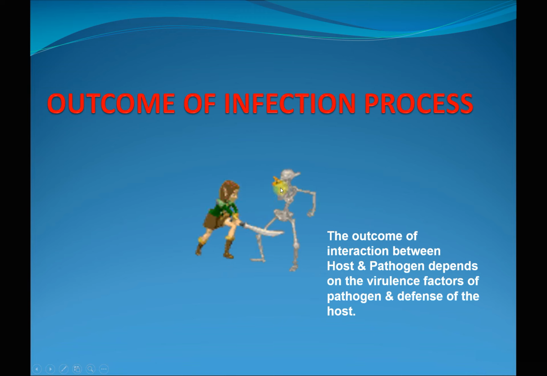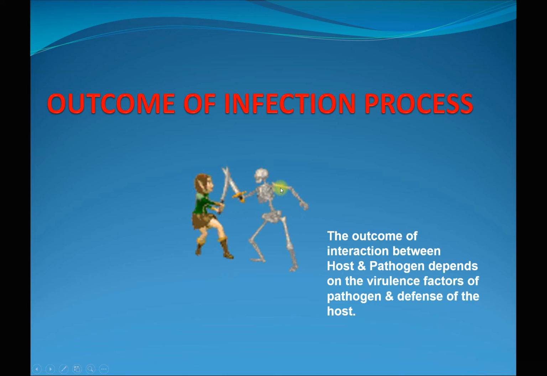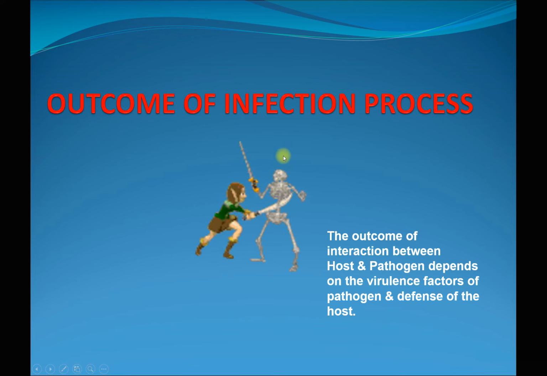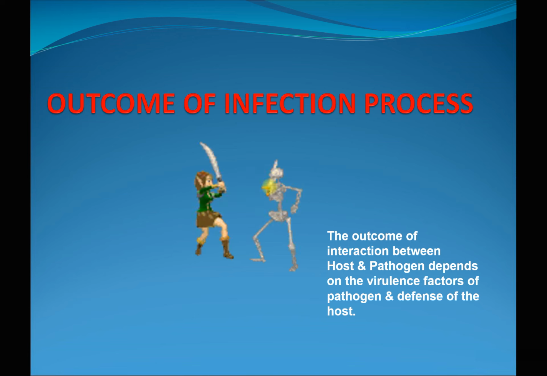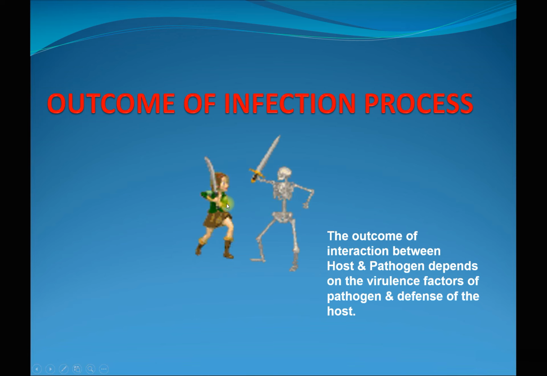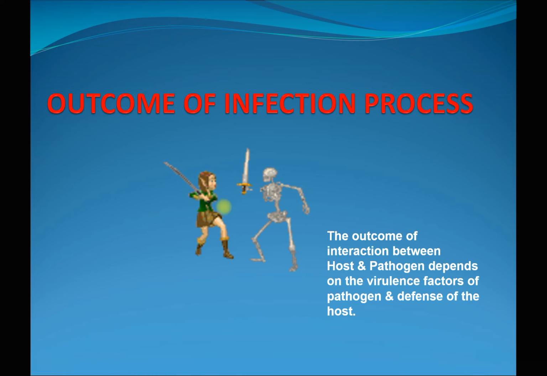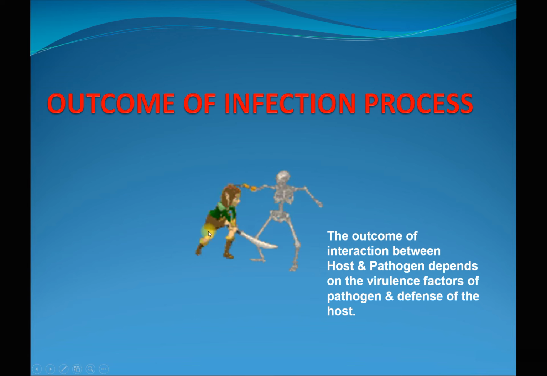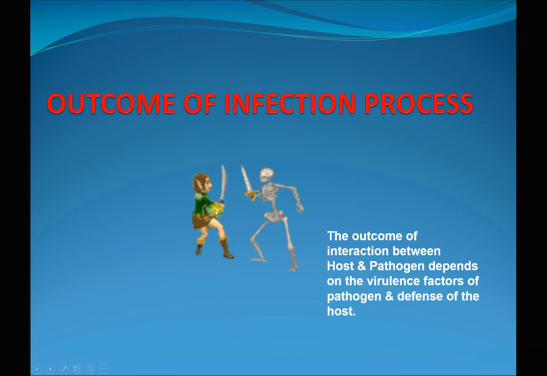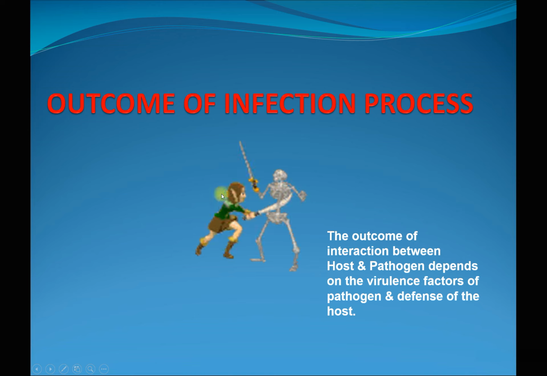The pathogen is carrying weapons with it. These weapons are called the virulence factors of the pathogen. The second opponent is the host. Host is like the army of the neighboring country. The host is having a defense mechanism in the form of the immunity.